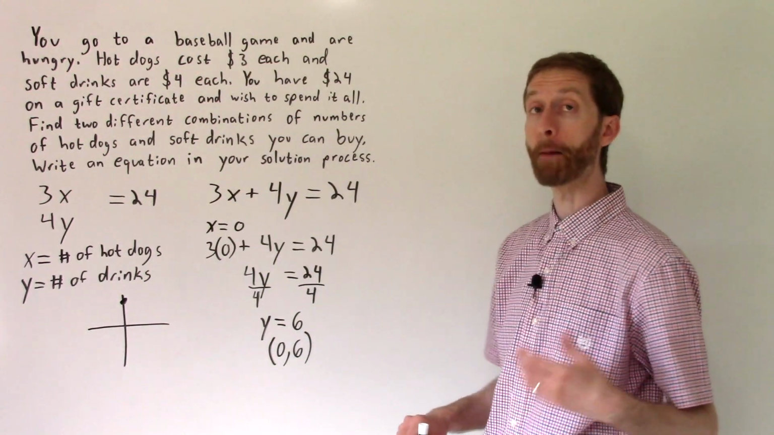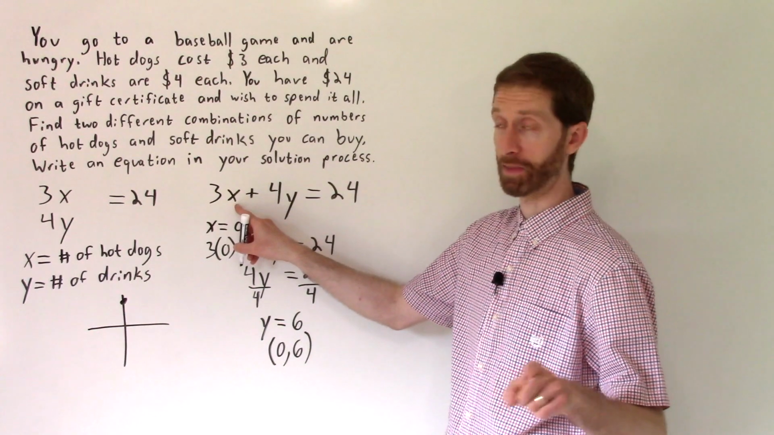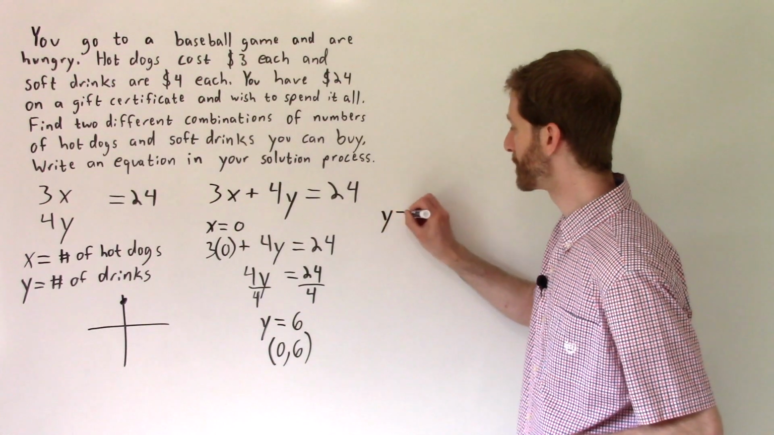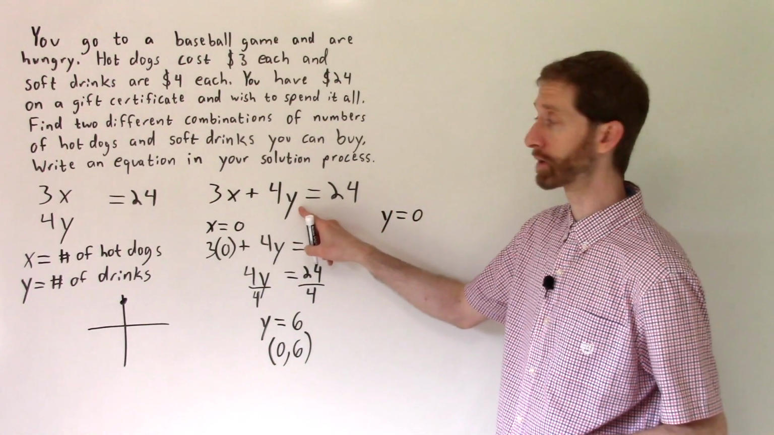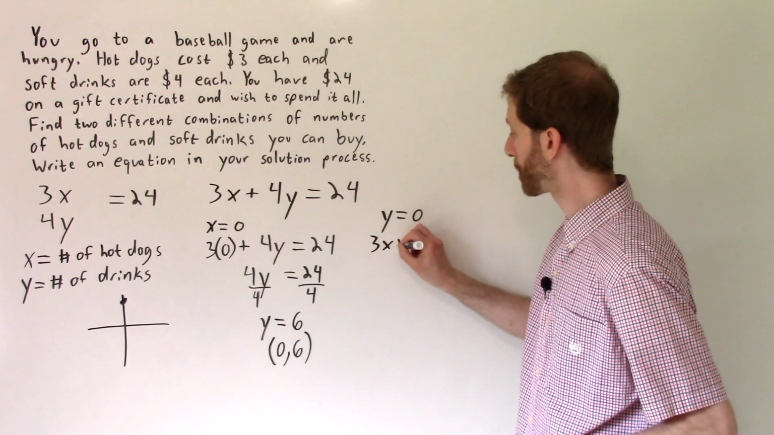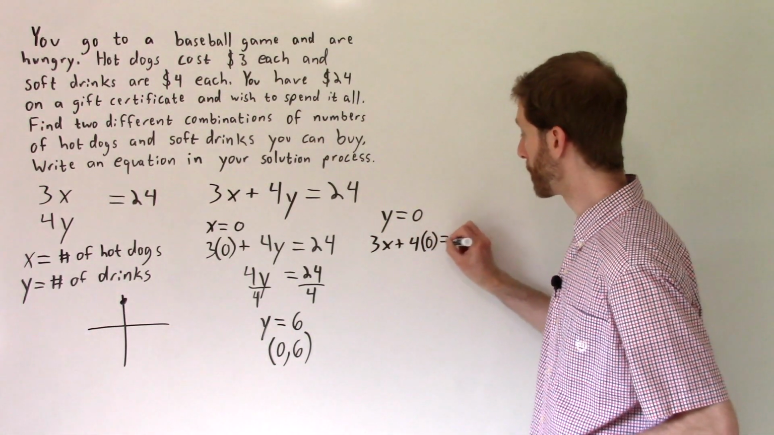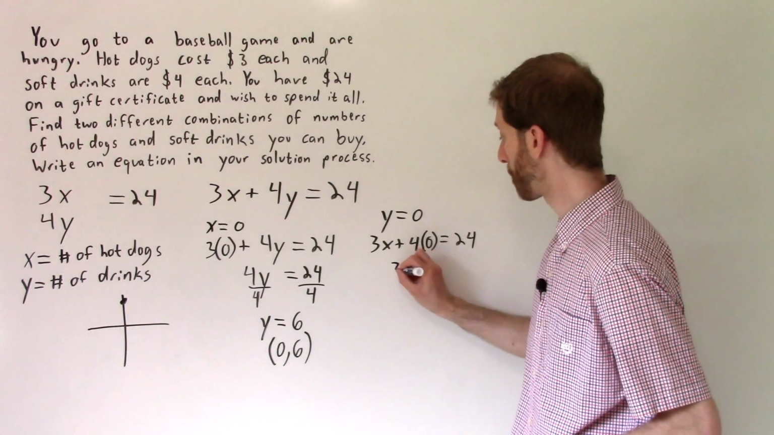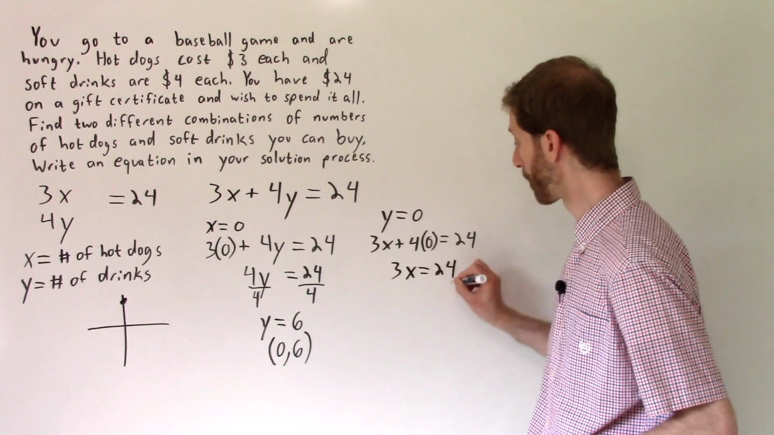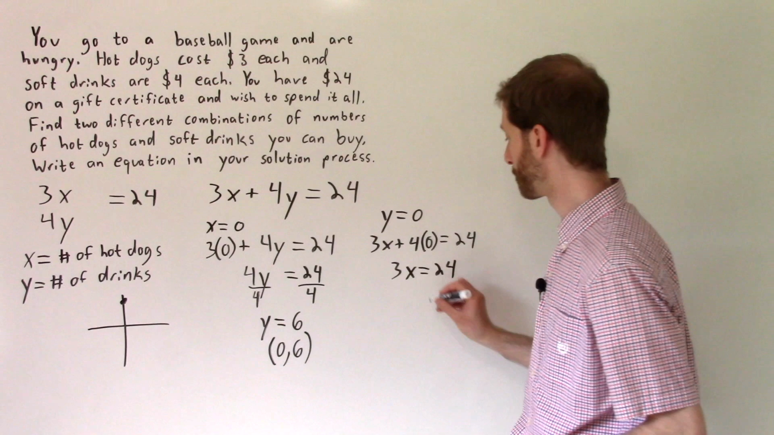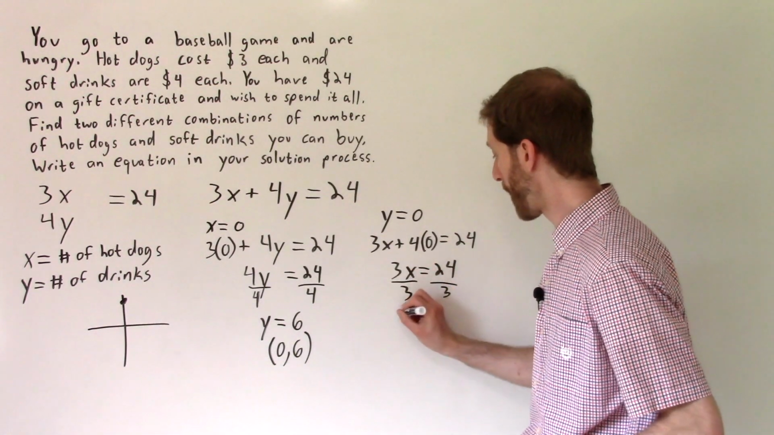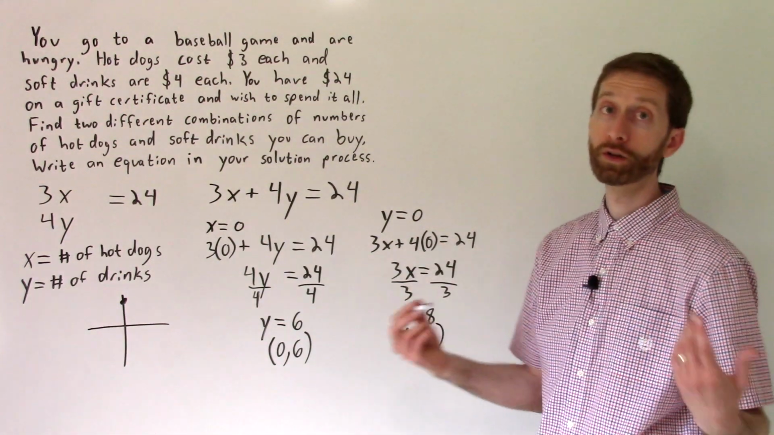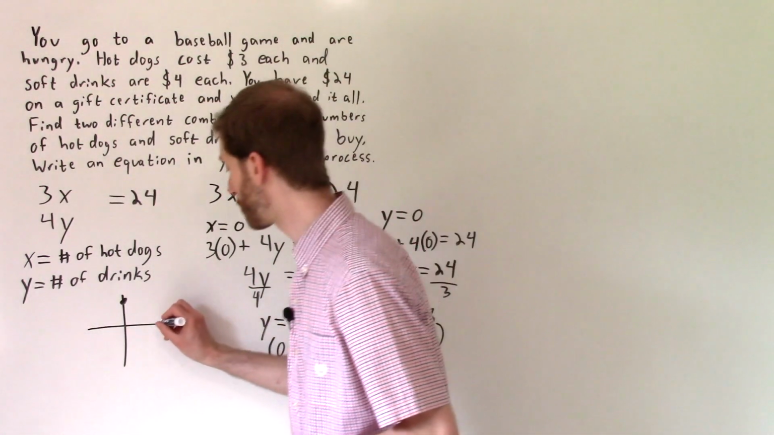Now let's find the amount of hot dogs we can buy if we don't buy any soft drinks. You'll be pretty thirsty, but we can do that. That's if y is equal to 0. That would mean that we have 3x plus 4 times 0 is equal to 24. And now we can just solve for x. So 4 times 0 is 0. 3x is equal to 24, and now I divide both sides by 3. I end up with x equals 8, which is the x-intercept. (8, 0), with 0 for the y value or the number of soft drinks. So (8, 0) is somewhere over here.